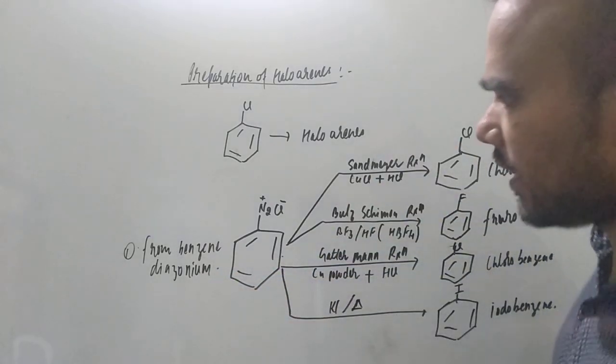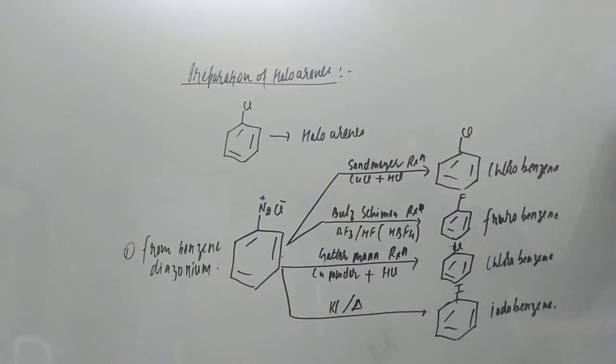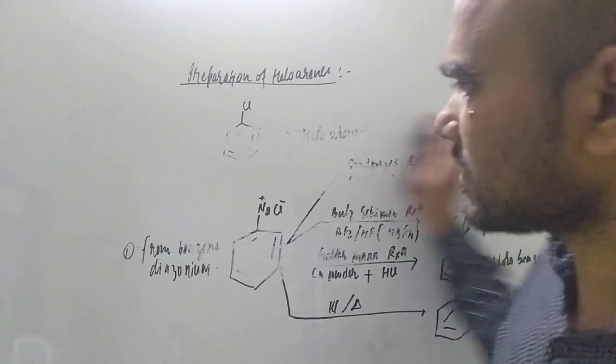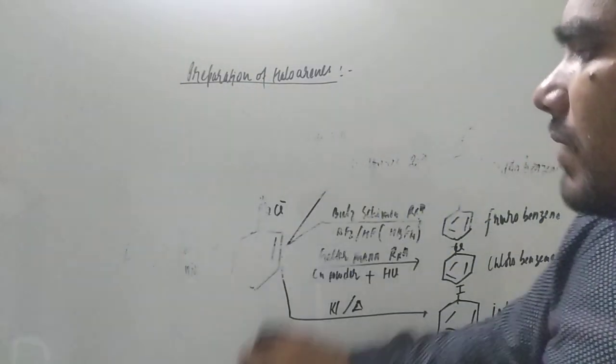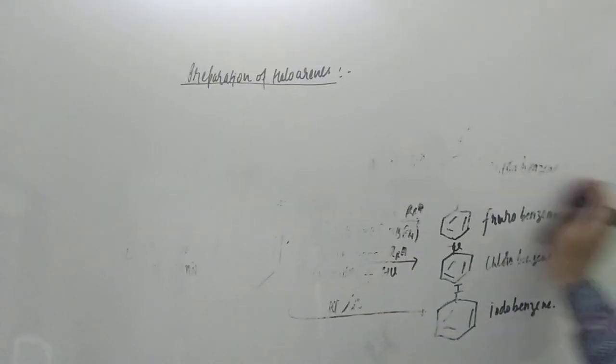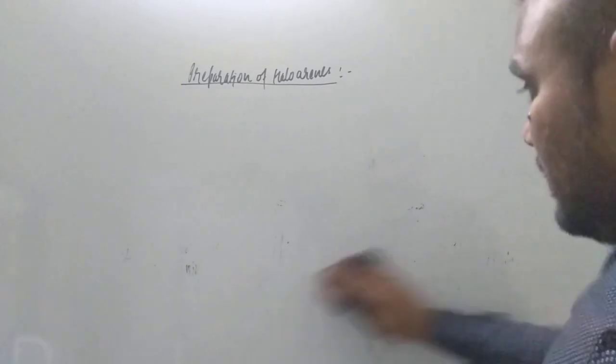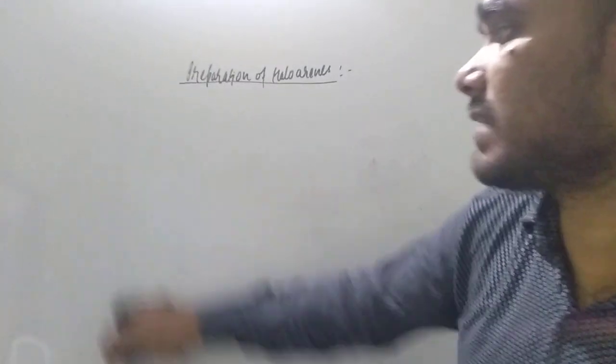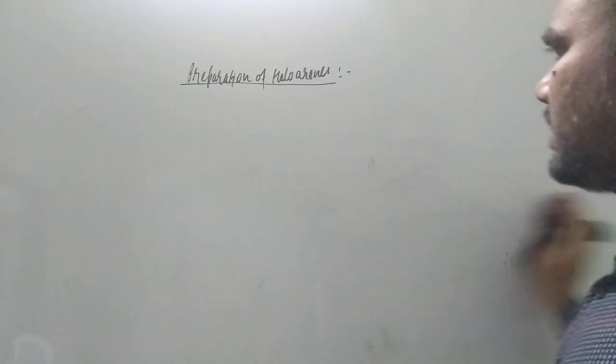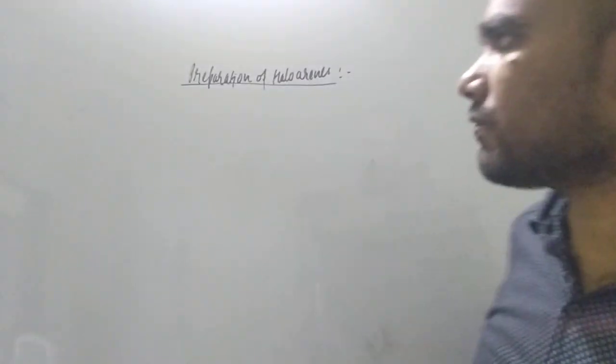If you want to understand in a little more detail, student, these reactions are quite easy, but you have to memorize the mechanism of these reactions. The Sandmeyer reaction, the Balz-Schiemann reaction or the Gattermann reaction are very much important for the conversion, student.